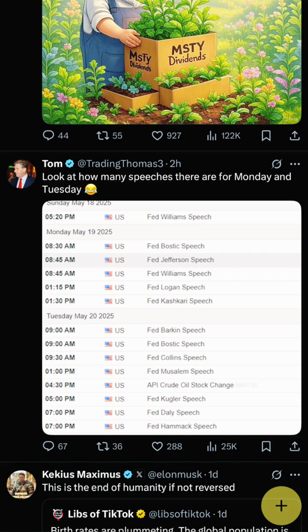But next week, look at how many speeches there are for Monday and Tuesday. Why do I give a fuck about the speeches? Because every time a speech happens, we get paid. Good or bad. You should be tracking this shit, not because you give a fuck about Fed Logan's speech or Fed Williams' speech or Jefferson's speech. I don't care about none of these motherfuckers. I don't even know who they is. I don't even watch the speeches. I look at the chart and pay attention to the time, because I know that the price is moving for a certain reason.